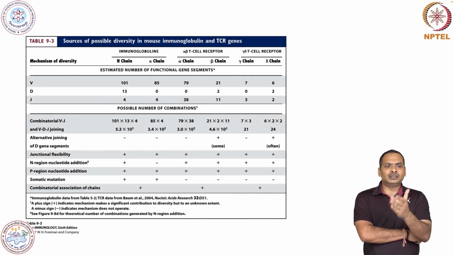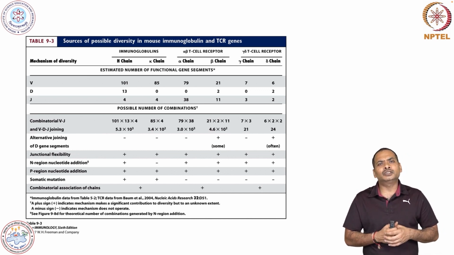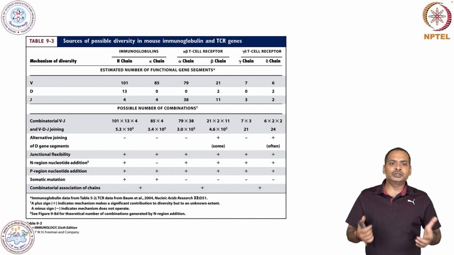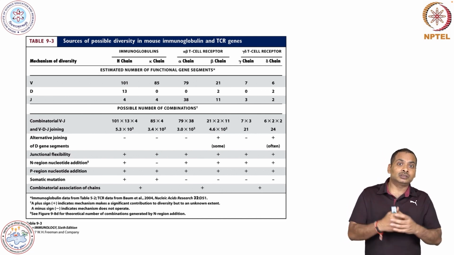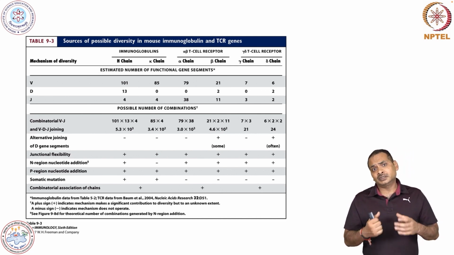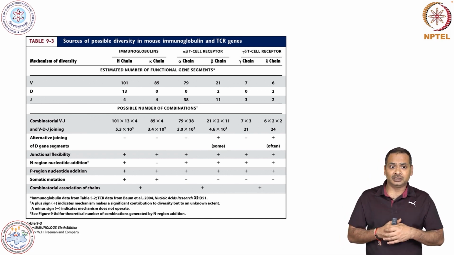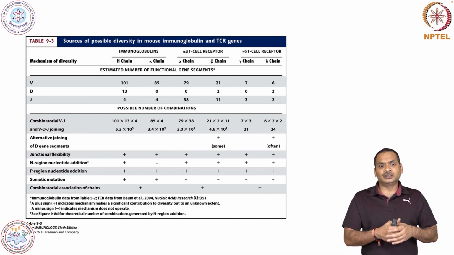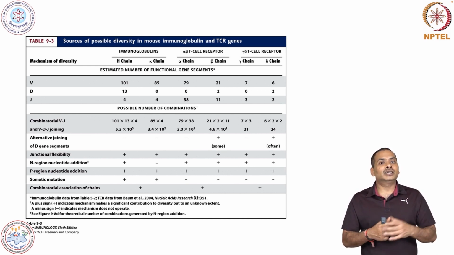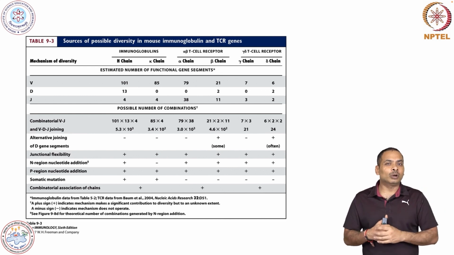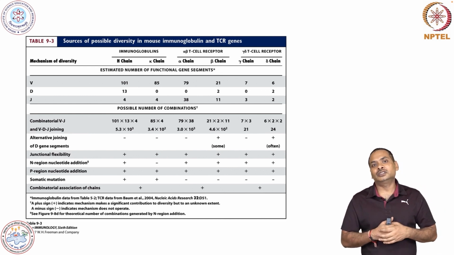Here you can see that by simple mathematics there is a possibility of generation of huge diversity in T cells, in both alpha beta T cells as well as gamma delta T cells, and it is compared with the immunoglobulin. This diversity is basically achieved by these different permutation combinations of VDJ, VJ recombination.